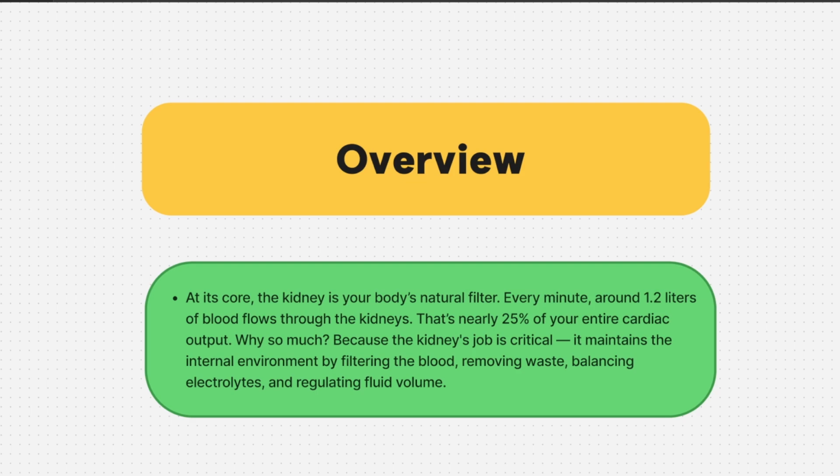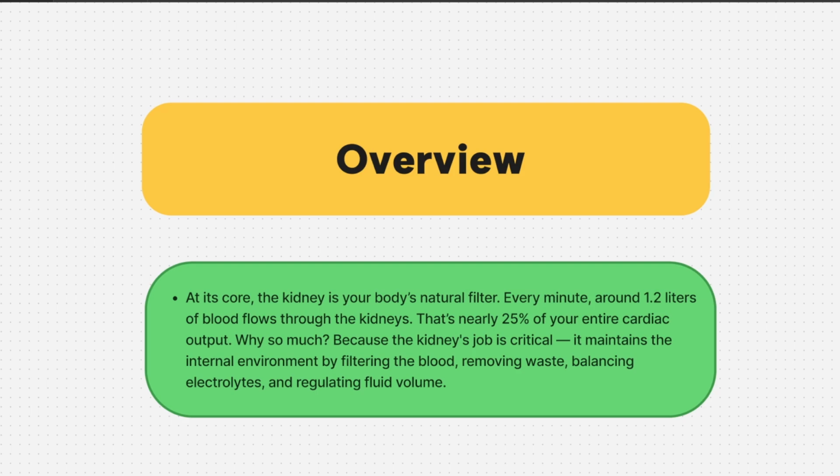Now, the cardiac output, if you didn't know, is the total volume of blood that is pumped by the heart in 1 minute. So that's around 5 to 6 liters. So nearly 25% of that, which is 1.2 liters, under normal circumstances in a healthy person, flows through the kidneys. Now that is very significant because the kidney's job is critical, and that's why it needs this amount of blood.